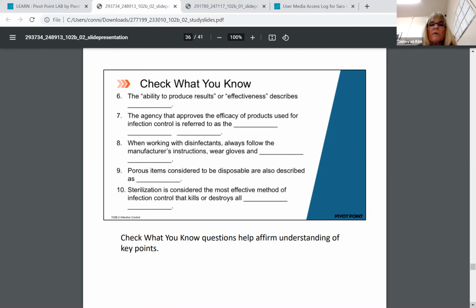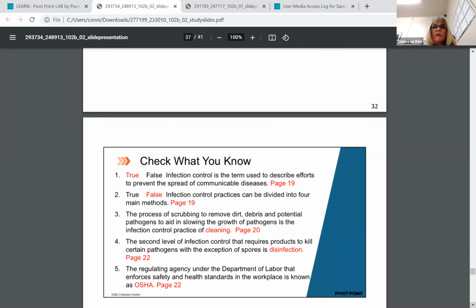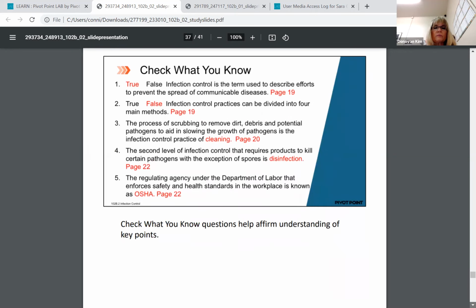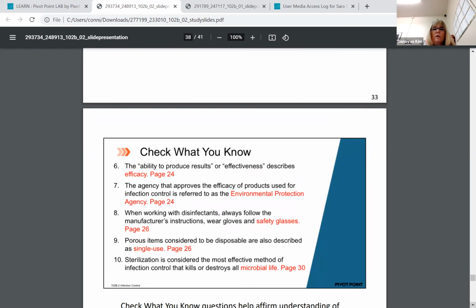Porous items considered to be disposable are also described as single use. And sterilization is considered the most effective method of infection control that kills or destroys everything, what? Bacterial spores, protective spores, all bacteria. I don't know what they want on that one. Let's see, false, cleaning, disinfection, OSHA, okay. Microbial life. That's what they wanted on that one.